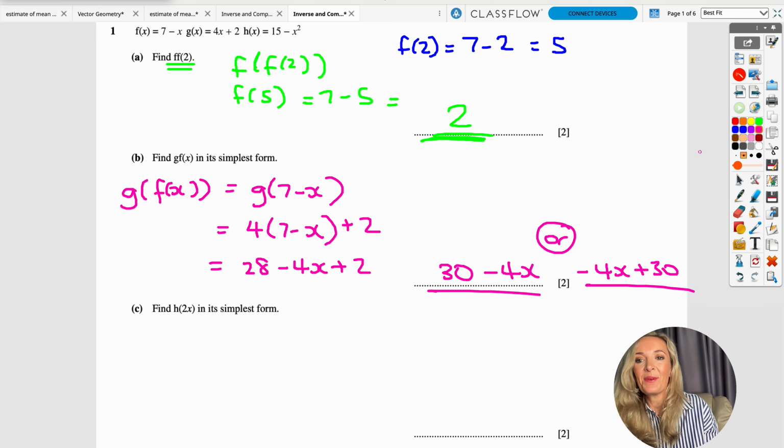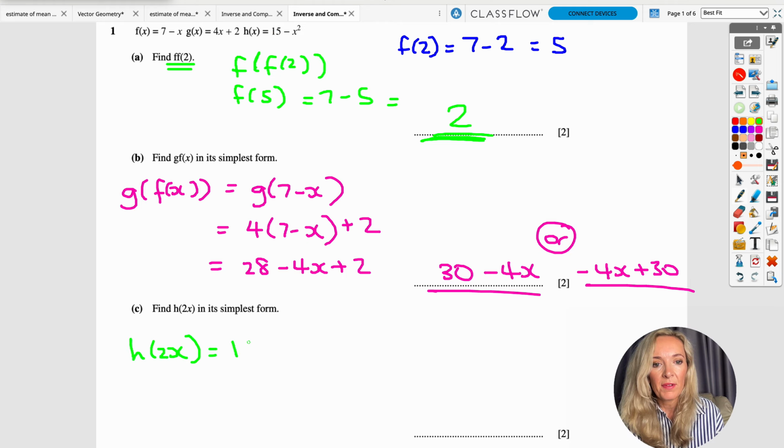All right, next one. Next one says, find h of 2x. So let's look at the function h. It means that 2x is going to go into this function, which is, first of all, 15 subtract. Now, crucially, this whole thing is going to get squared. So the thing that is now the x, which is 2x, is getting squared.